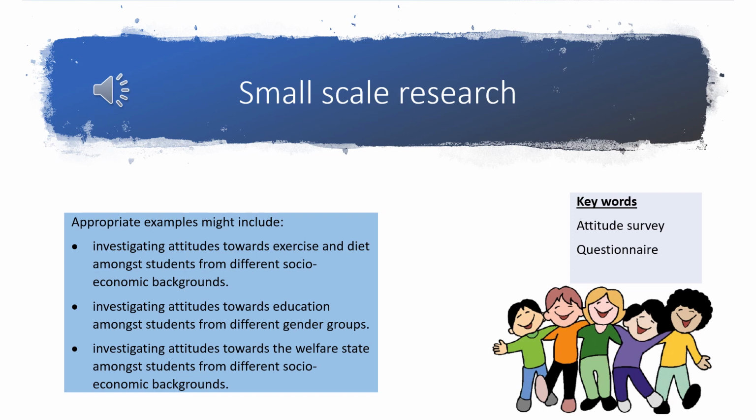So you could investigate different things as listed here: exercise and diet from different groups of people, education from different genders, different ethnicities perhaps, attitudes towards the welfare state, attitudes towards other classes, as it were. There's anything that you could do on a small scale within class itself, within school, within your year group, within the whole of the school, and that would be considered small scale research essentially.